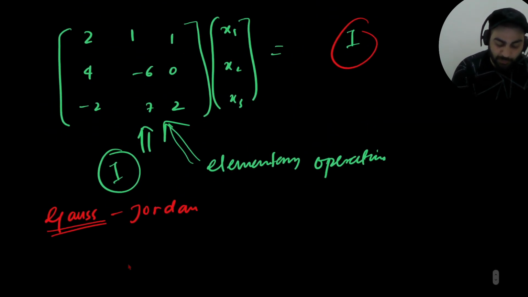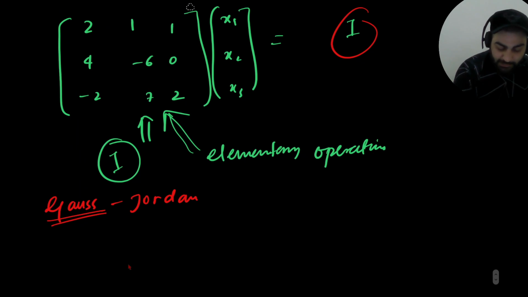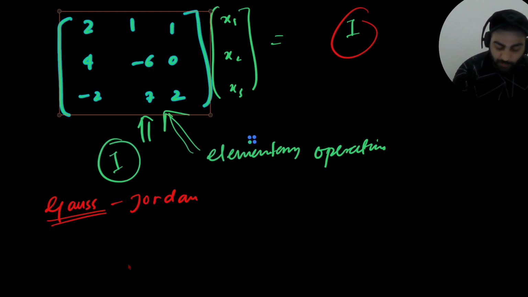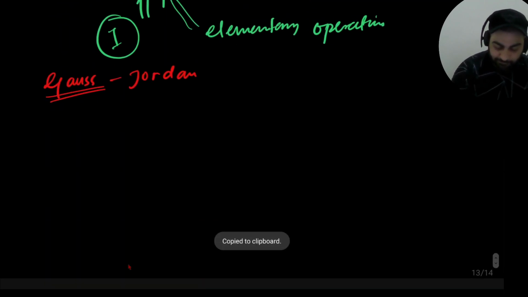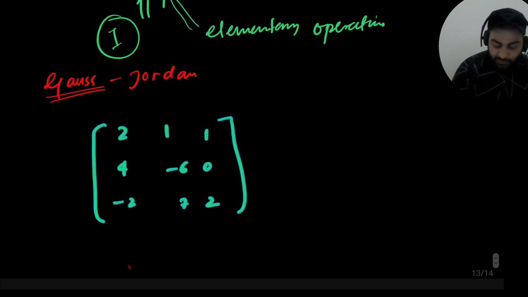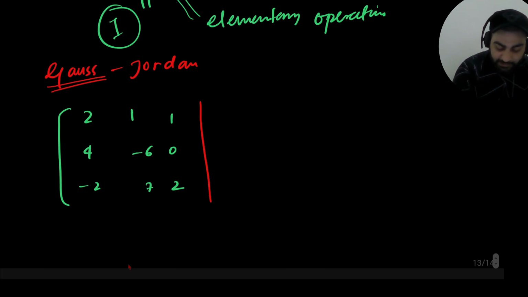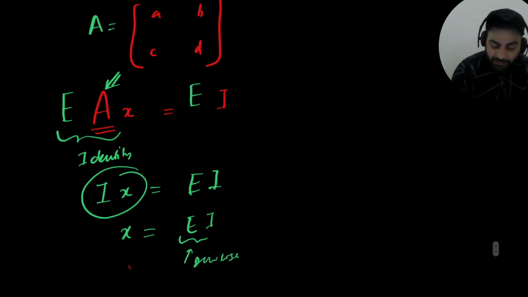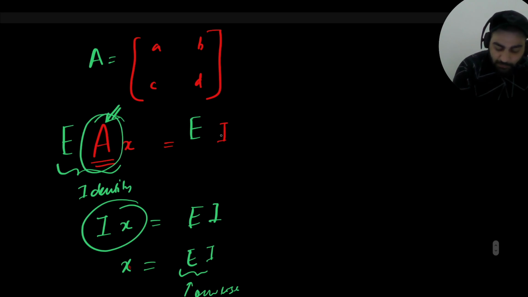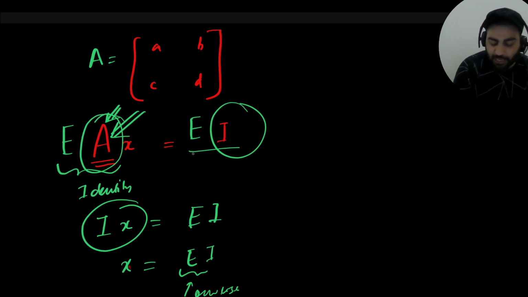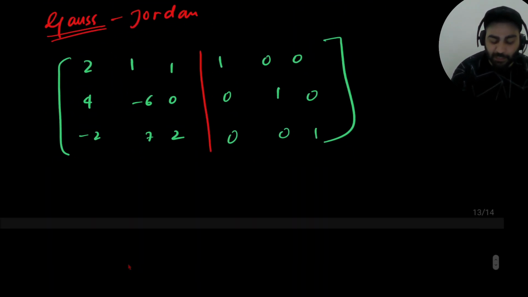We had 2, 1, 1, 4, -6, and so on. I'll select this matrix, which was our matrix for which we want to find the inverse, and copy the whole of it. Again, what Jordan said is that you just augment this with the identity. The identity is 1 0 0, 0 1 0, 0 0 1. As I told you, whatever you apply onto this A, you have to do the similar thing to this I. If A became the identity, this I will basically become the inverse. So that we proved the mathematics. Now we want to see what will happen.